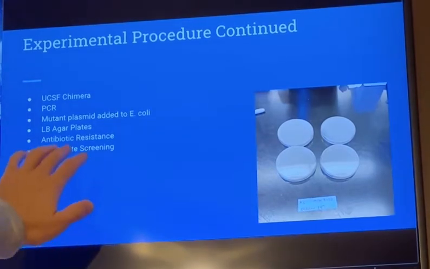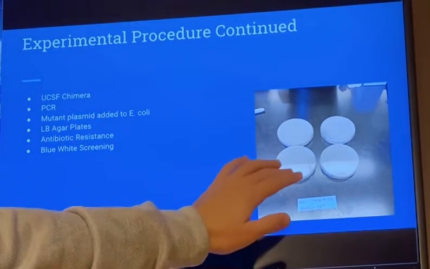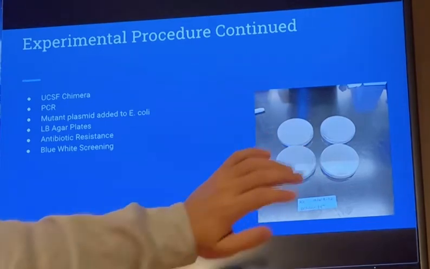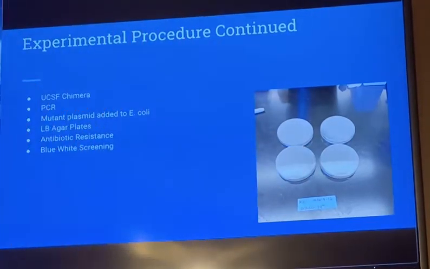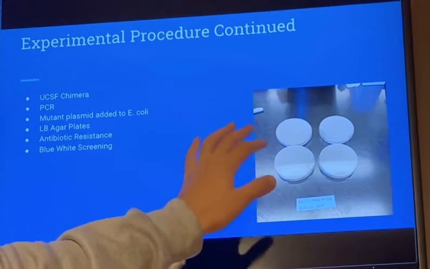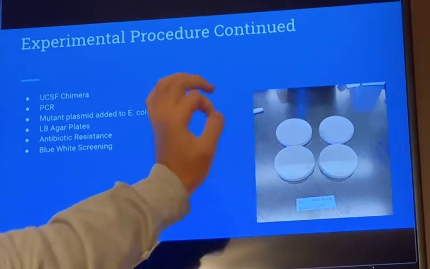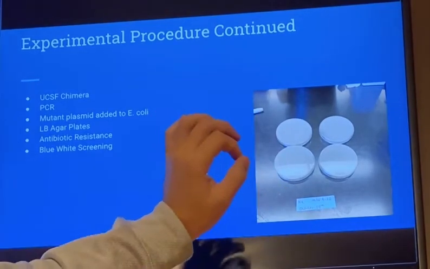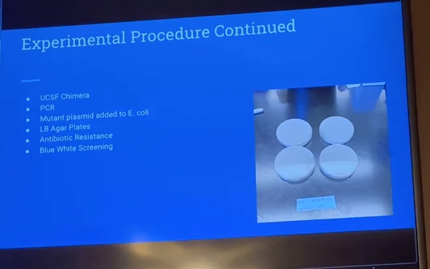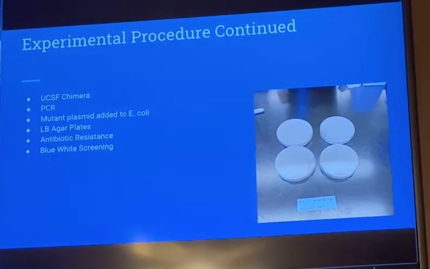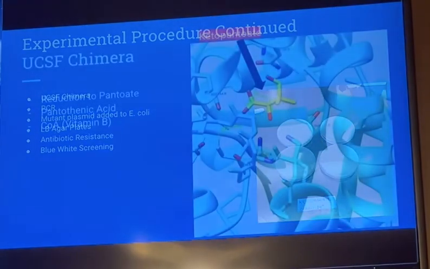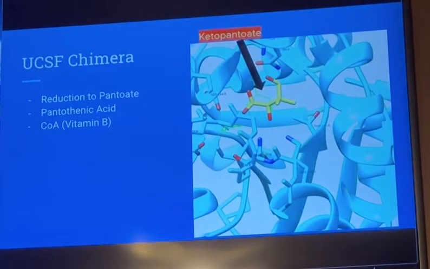And this is when we get to blue-white screening, which is when we plate it, we'll add a specific reagent so that our mutant plasmid will show up blue on the plate, while the other ones show up white. It's just a technique used throughout lab, but we'll talk about that later. Okay, back to the first step.